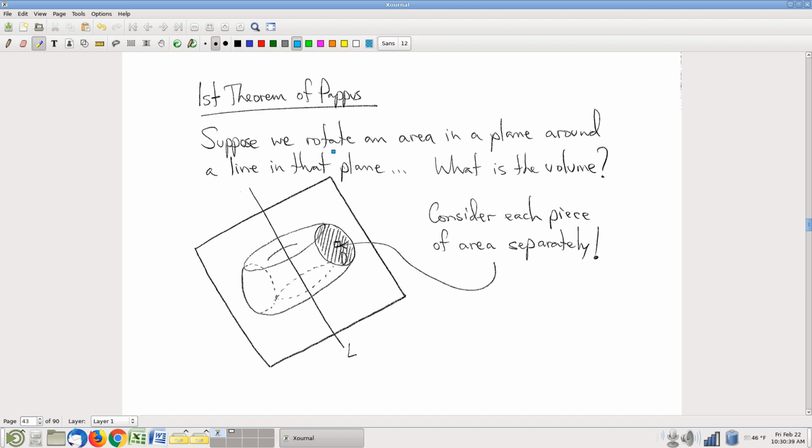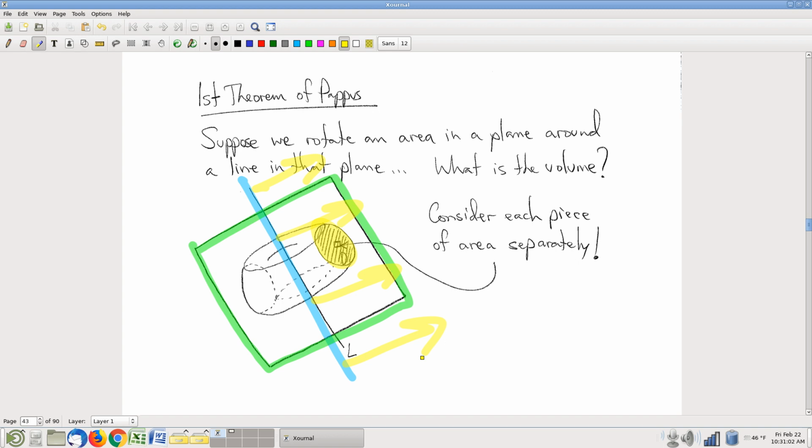Okay, so here's the question we're going to consider. Suppose that we have a line. Suppose that we furthermore have a plane containing that line. And furthermore, suppose we have a two-dimensional region sitting inside of that plane entirely on one side of the line. So this is our scenario.